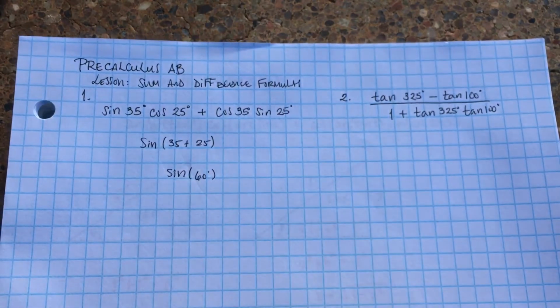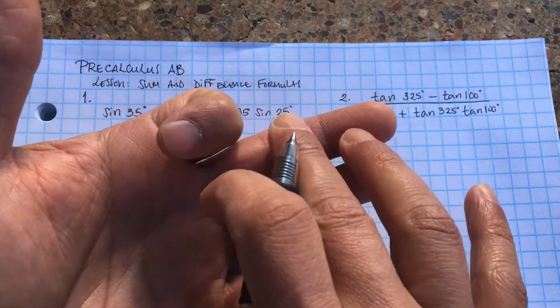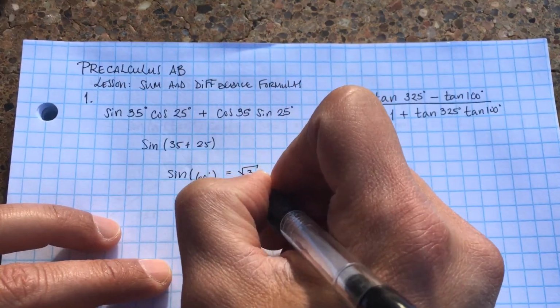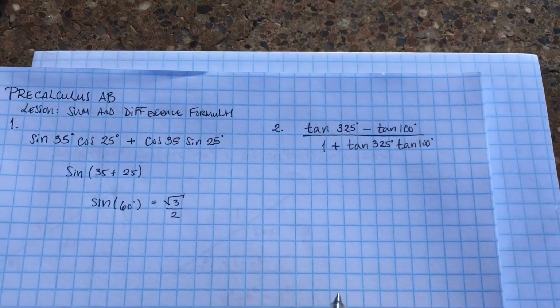And then sine of 60 degrees, remember, use your hand. 60 degrees is up here. Sine is the bottom, 3 fingers in the bottom. So the answer is square root of 3 over 2. All right, guys. What about number 2, the second one?